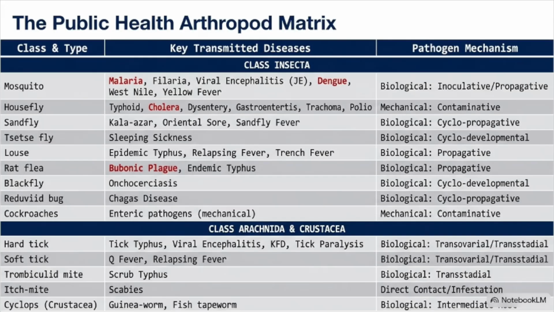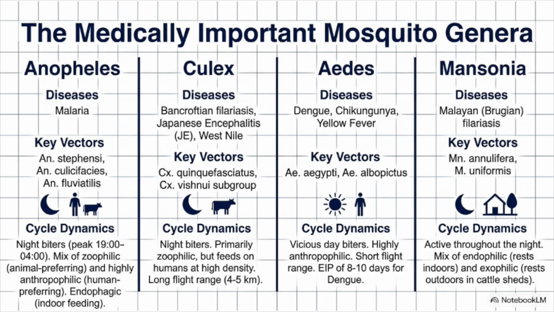Moving to class Arachnida and Crustacea, hard ticks transmit tick typhus, viral encephalitis, Kyasanur forest disease, and tick paralysis through transovarial and transstadial transmission. Soft ticks transmit Q fever and relapsing fever similarly. Trombiculid mites transmit scrub typhus transstadially. Itch mites cause scabies through direct contact and infestation. And Cyclops, a crustacean, serves as an intermediate host for guinea worm and fish tapeworm. Among all these arthropods, mosquitoes deserve special attention because of the sheer number of diseases they carry.